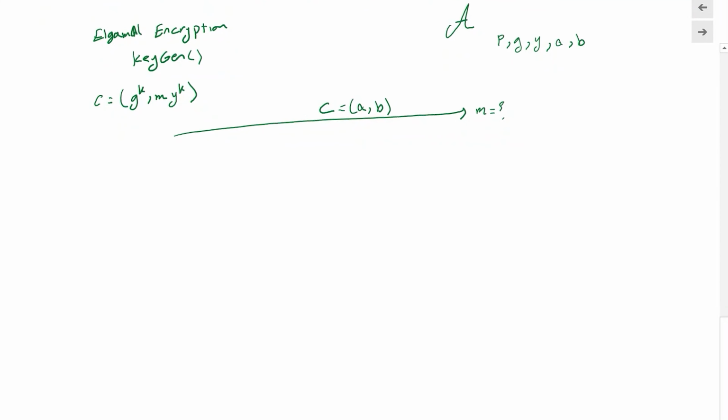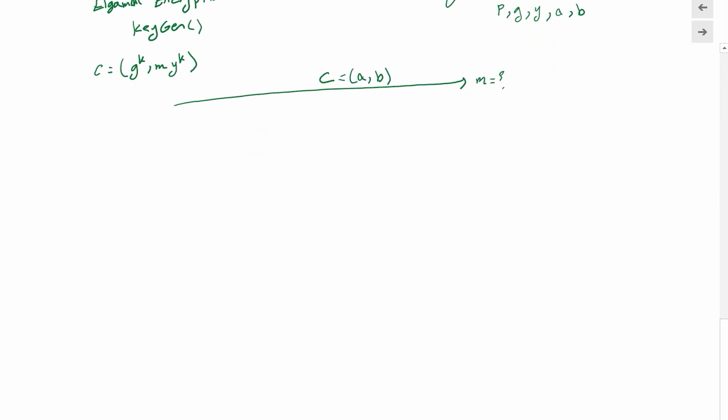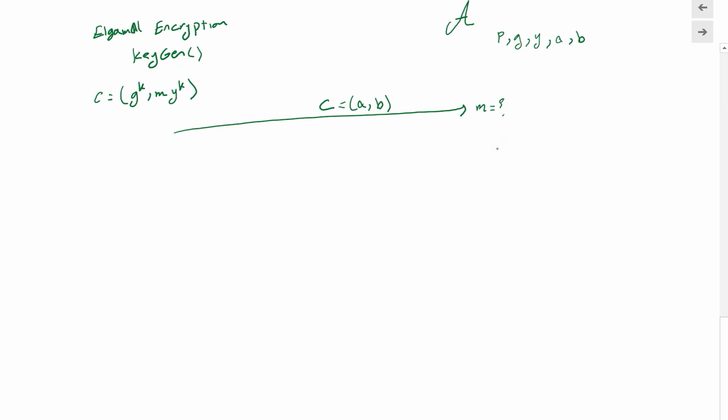What our adversary would do to attack the system is compute B1 equals 2 times B mod p.